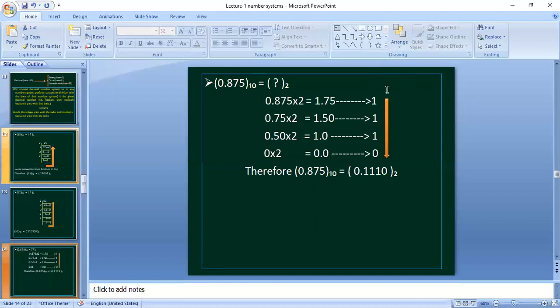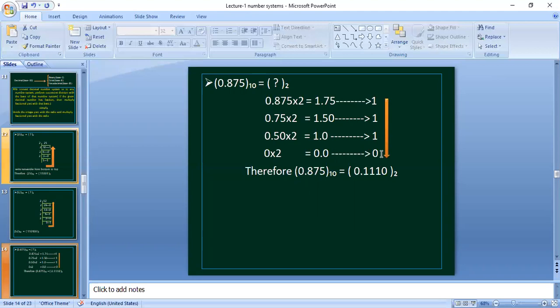Okay, so here also we need to consider the result from top to bottom. That is 1110. So 0.1110 is the equivalent binary representation for the given decimal number.